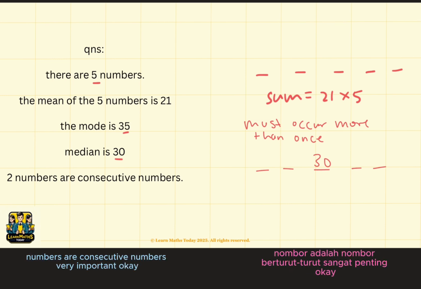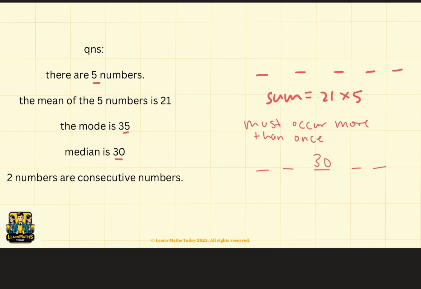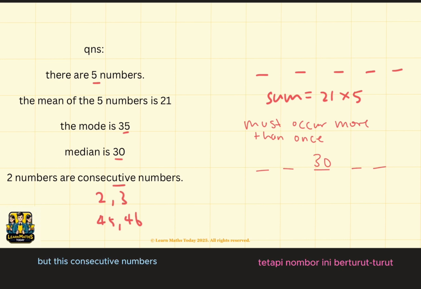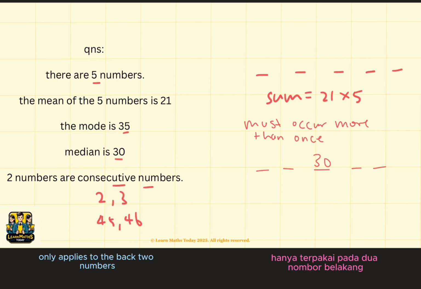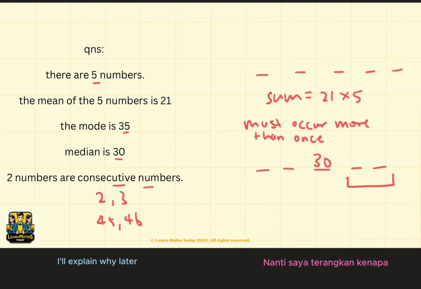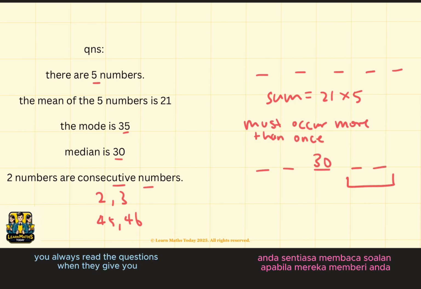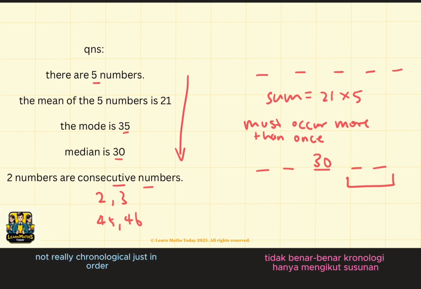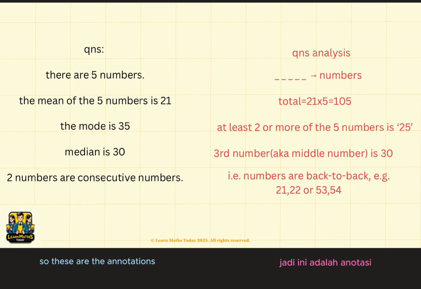Numbers are consecutive numbers, very important. Means you cannot reverse the numbers. Means what is consecutive numbers? Basically just means 2, 3, these are consecutive numbers. 45, 46, they are back-to-back numbers. But these consecutive numbers only apply to the back 2 numbers. I'll explain why later. You always read the questions when they give you in order. Not really chronological, just in order. So these are the annotations.